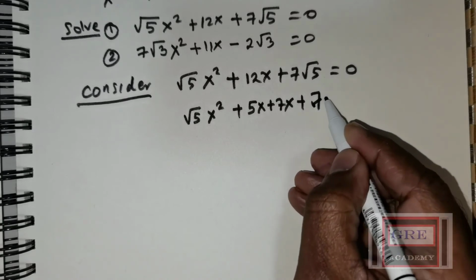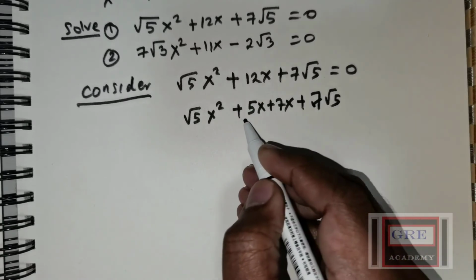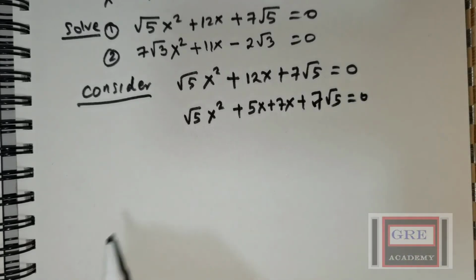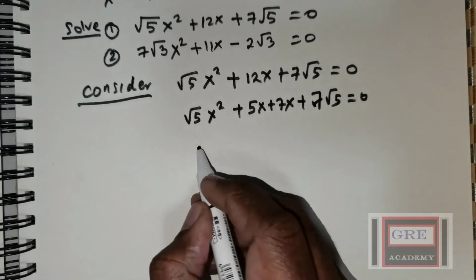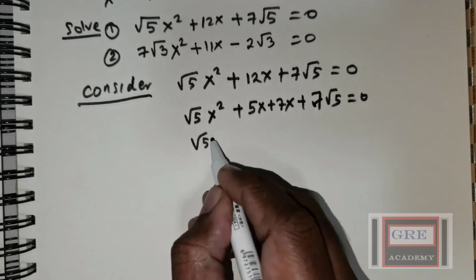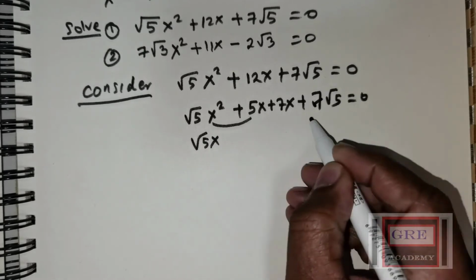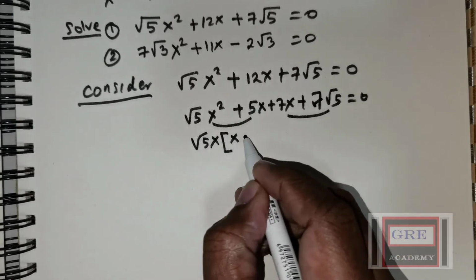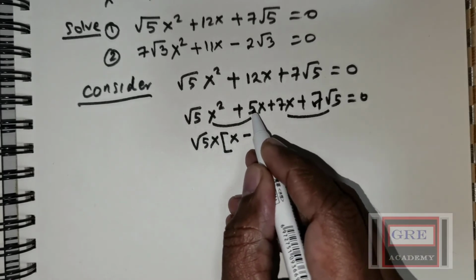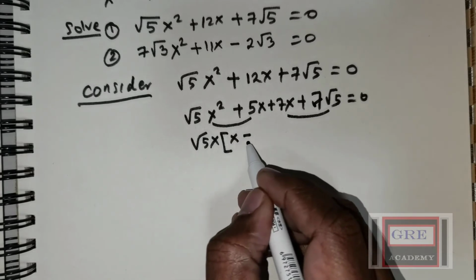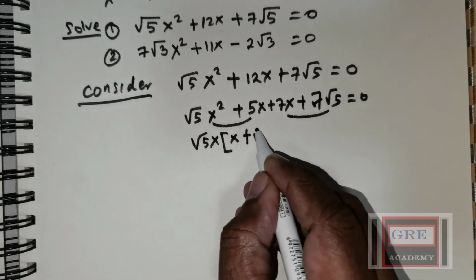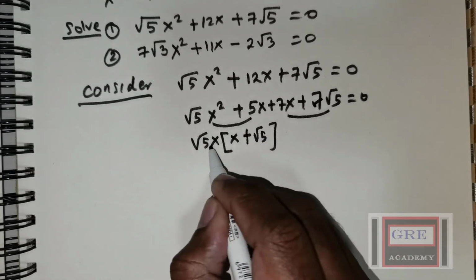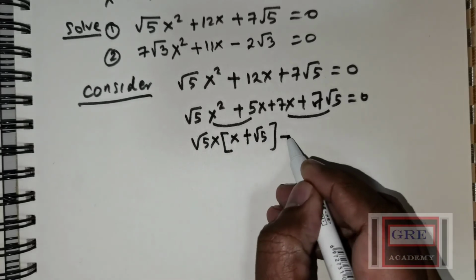So this is what I have got now. After splitting 12x as 5x and 7x, I've got a new expression. Now I'm going to take root 5x out. I'm going to club these two together and these two together. I take root 5x, that gives me x. I've got a positive 5, but this is root 5, so I need to place a root 5 there, because root 5 times root 5 would give me 5. That has to be multiplied with x, so it's fine.